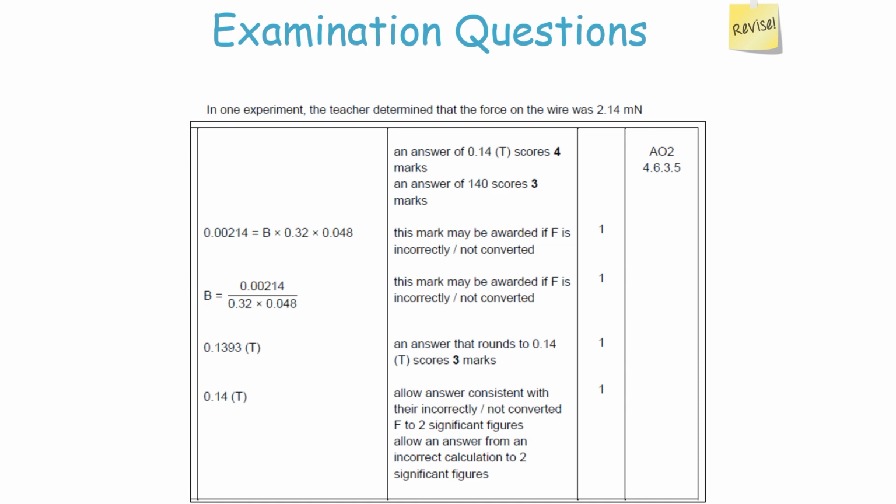But it says in the question to give it to 2 significant figures. So the first significant figure is 1, because the first 0 doesn't count, because the first significant figure is the first non-zero number. Therefore, 3 is the second significant figure, and then 9 is the third. So that will then cause the second significant figure to be rounded upwards. So when we go to 2 sig figs, it's 0.14 Teslas.